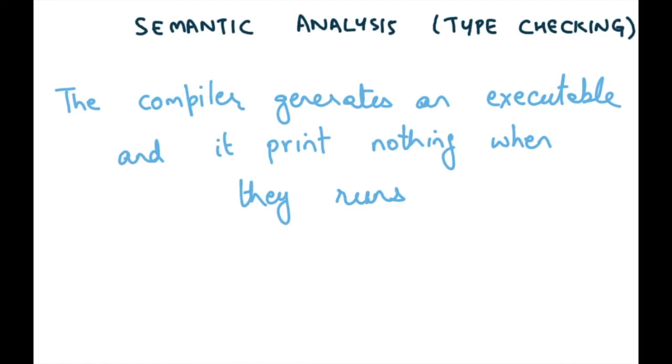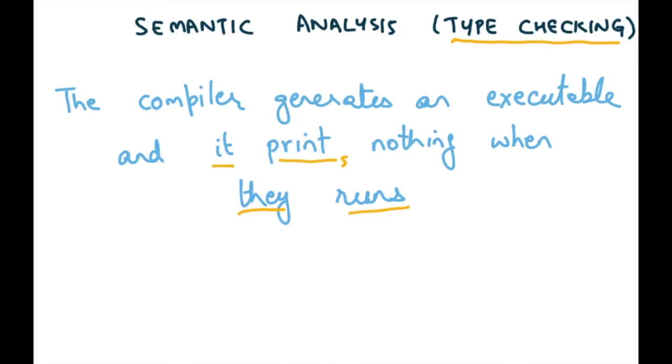So here is another example of an activity that a semantic analysis phase is supposed to do. It's supposed to check types. So, "the compiler generates an executable and it prints nothing when they runs." Now in English, this is an illegal sentence and the parser won't be able to catch it because it's still the same structure. But notice that "it" is singular, whereas "print" should have had an S here, right? And that's missing, and that looks like a type error. So "print" can't be used with "it". And similarly, "when they runs": "they" and "runs" don't go well together.